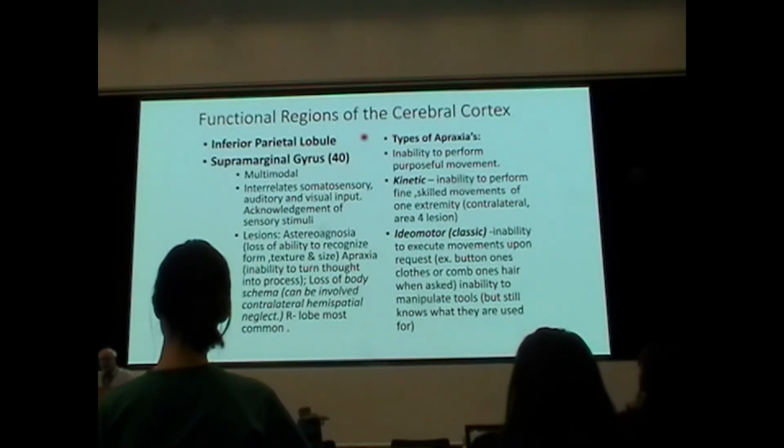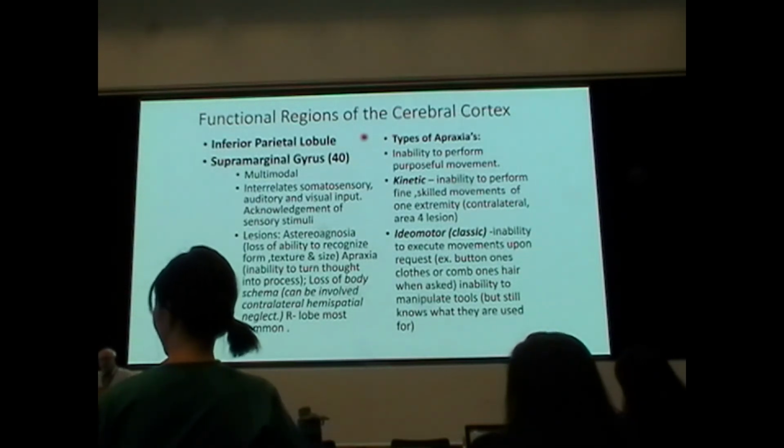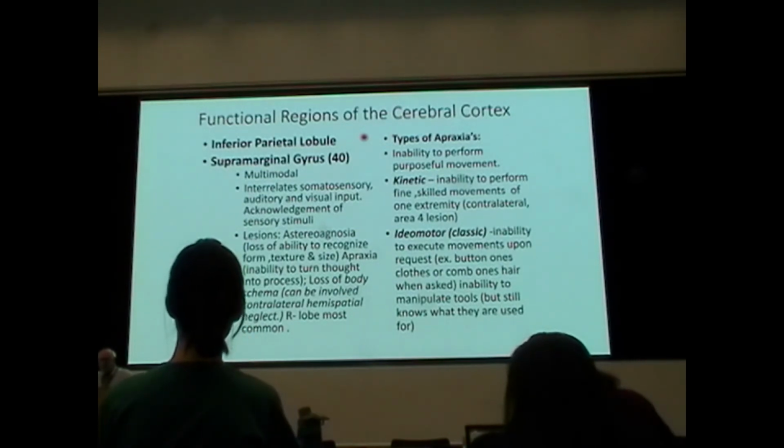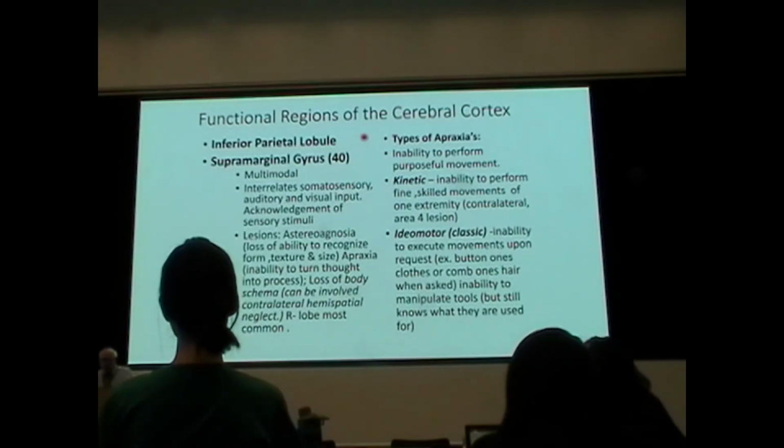Okay, so they have apraxia, the inability to perform a purposeful movement. Here are some types of apraxia. Inability to perform fine or skilled movements of one extremity contralaterally, basically a lesion of an area. So once again, the ability to recognize what you're doing in relationship to someone asking you to perform this type of movement.